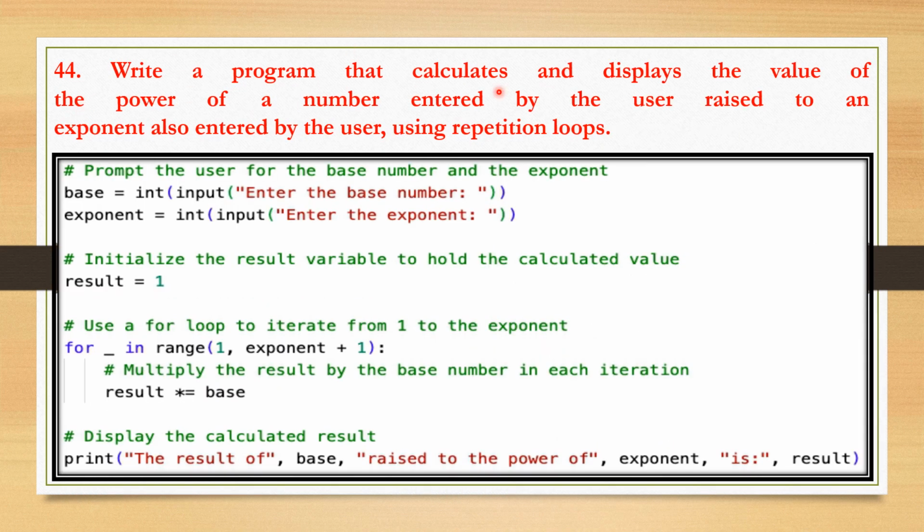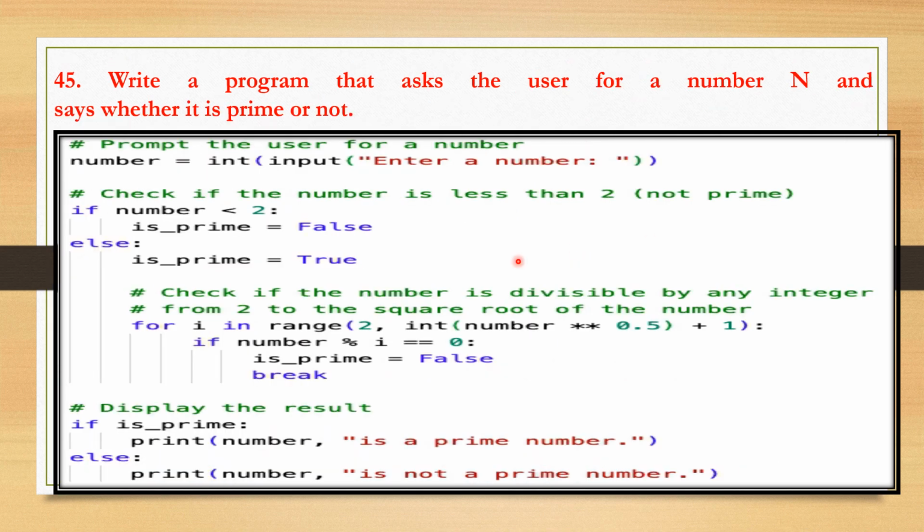Next program is to calculate and display the value of power of a number entered by the user. So here first we will prompt the user to enter the base number and the exponent, and then we will initialize the result variable to hold that calculated sum. We'll use a for loop to iterate from 1 to that exponent, and finally we will display the results like this.